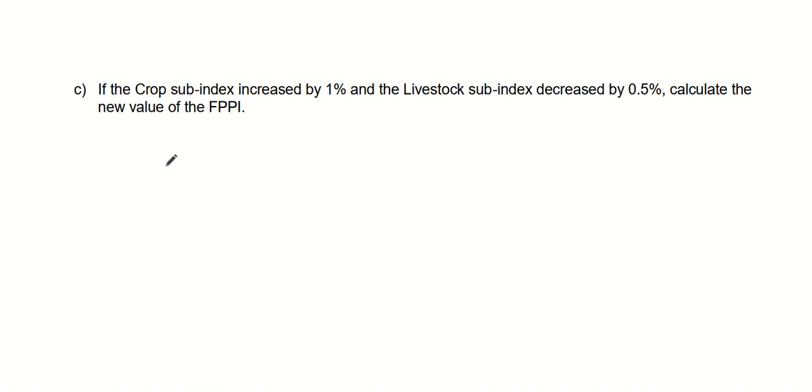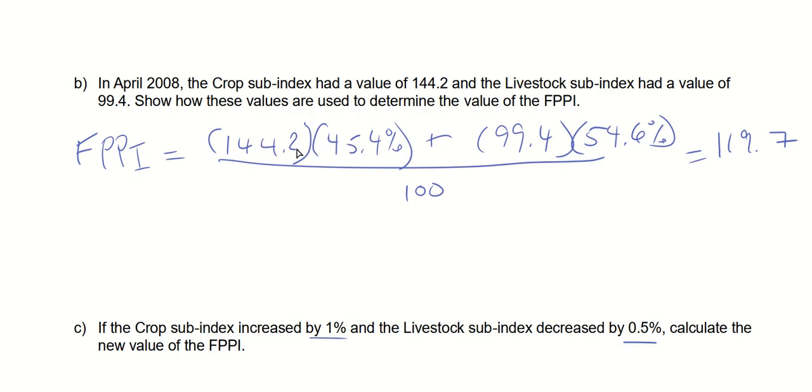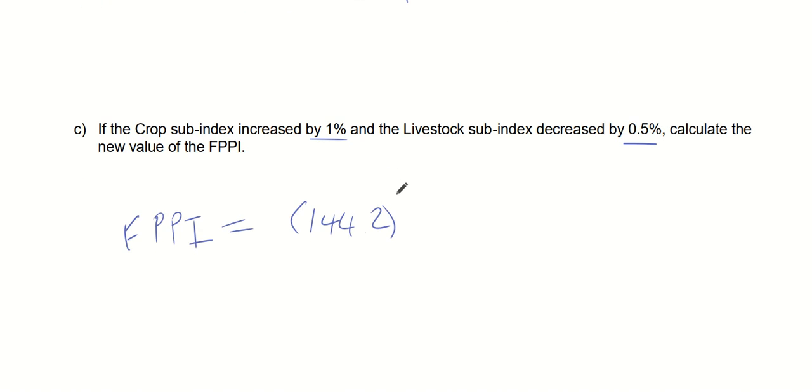Okay, it's a crop. This is an interesting one because there's an increase here. So this is a little bit trickier. You have to recalculate the FPPI, except you have to take into account the increase and the decrease here. So FPPI, and it's the same formula, which is 144.2. Again, if you look up here, it was 114.2. The only difference is that there was a 1% increase.